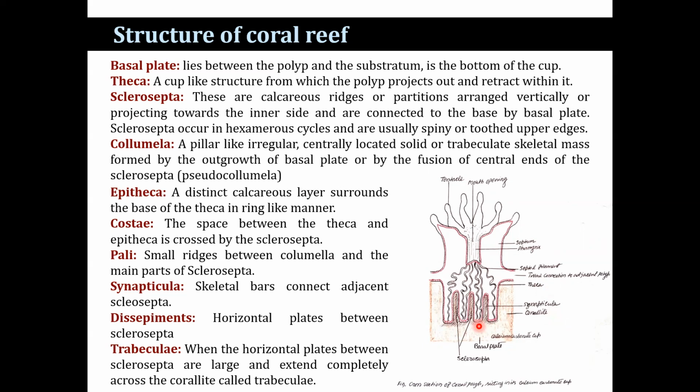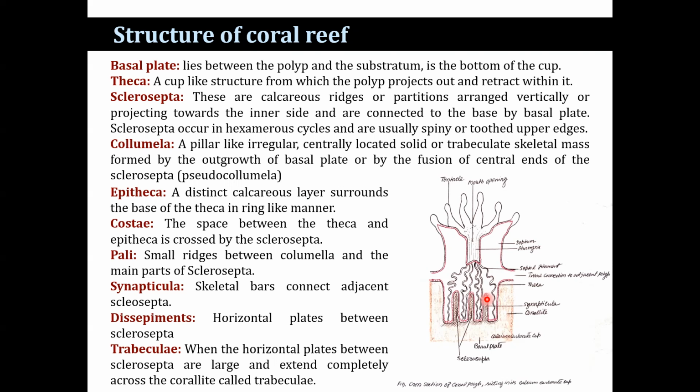Then the columella, a pillar-like irregular structure, a solid or trabecular skeletal mass formed by the outgrowth of the basal plate or by the fusion of the central ends of the sclerosepta. Then the epitheca, a distinct calcareous layer that surrounds the base of the theca in a ring-like manner. Then the costae, the space between the theca and the epitheca that is crossed by the sclerosepta. Then the pali, small ridges between the columella and the main parts of the sclerosepta. And then the synapticulae, skeletal bars that connect adjacent sclerosepta.